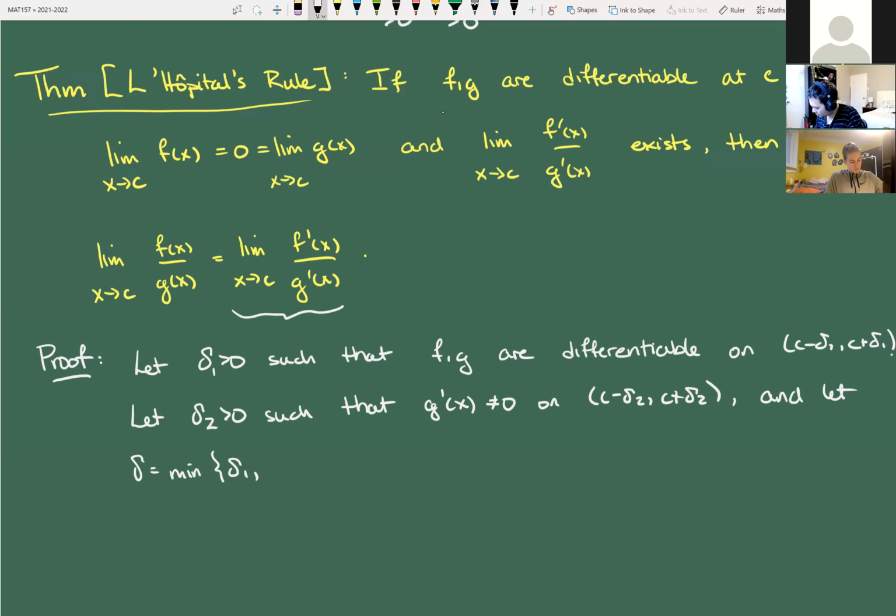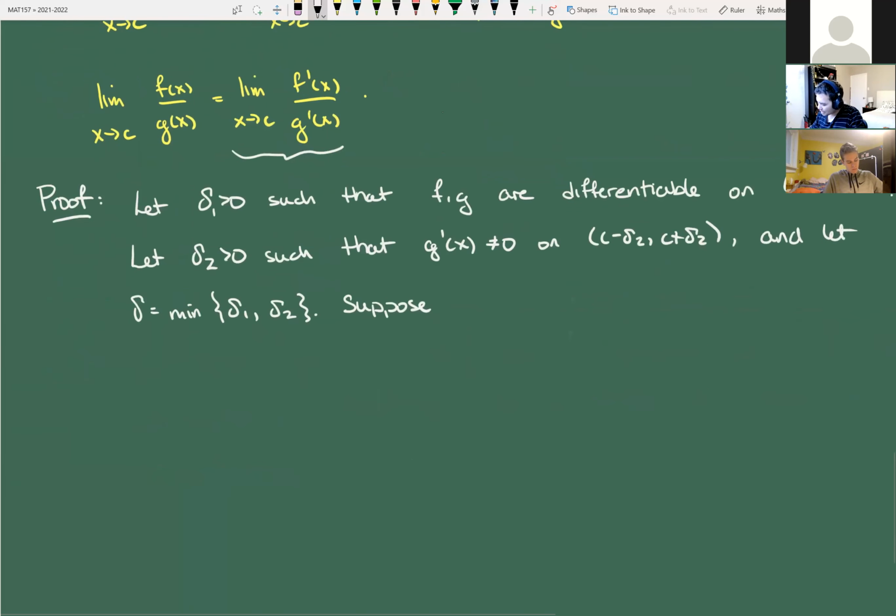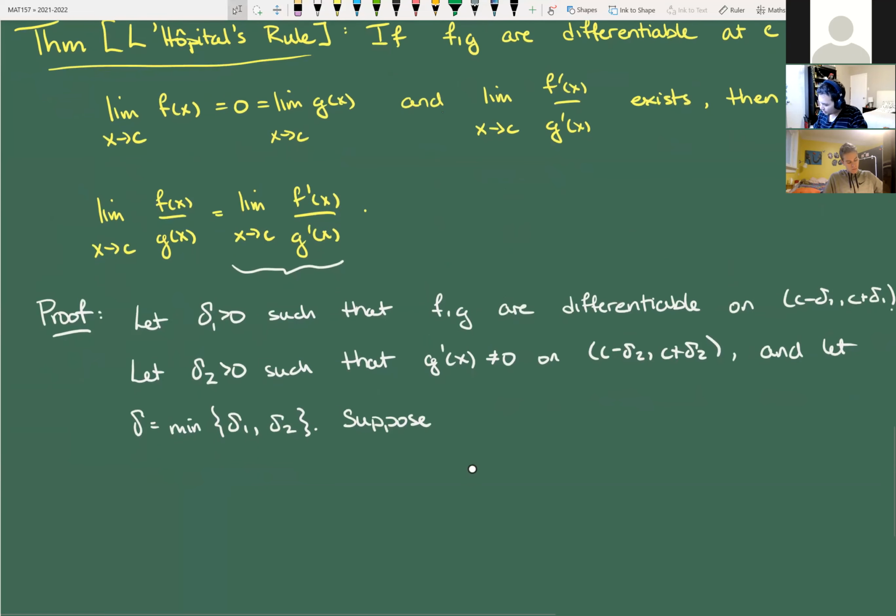Min of delta 1, delta 2, right? So now, like I said, if I'm on c minus delta to c plus delta, both facts are true, which is nice. So basically what I'm going to do is prove that this holds in the one-sided limit. Okay, so I'm going to prove that this holds as x approaches c from the right. From that, the proof for approaching c from the left is almost identical.